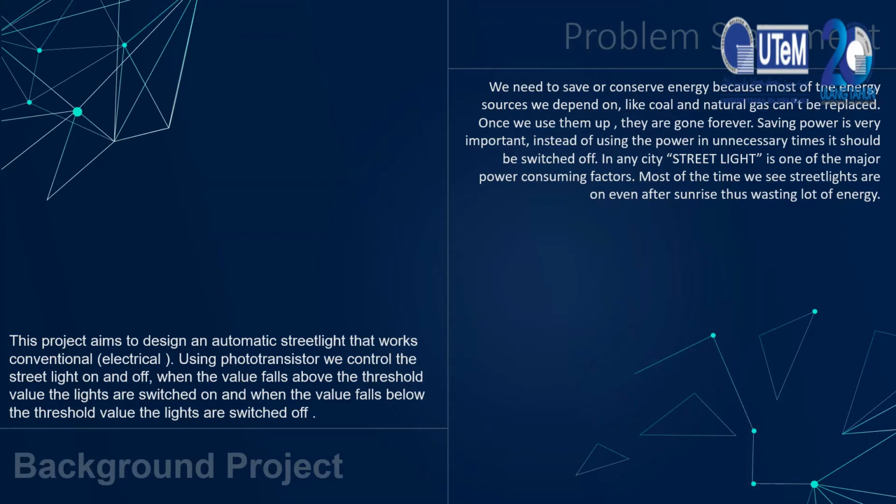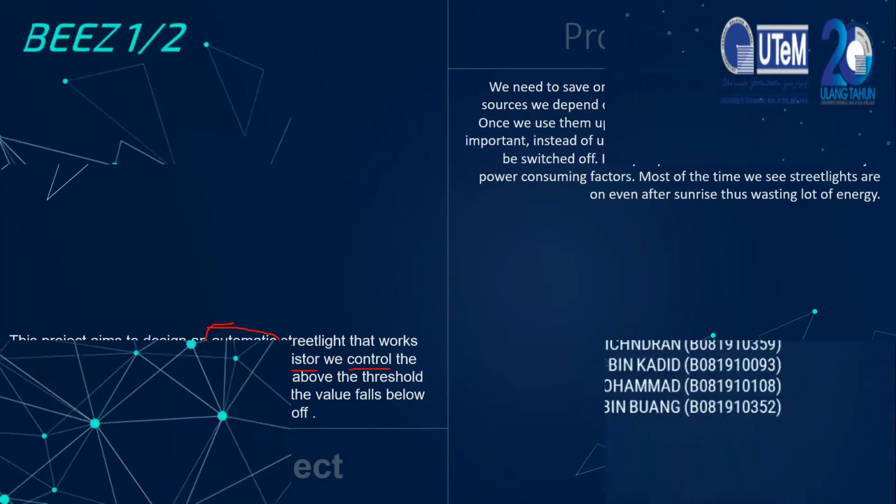So our project aims to design an automatic street light that works on conventional electricity. Using a phototransistor, we can control the street light on and off.